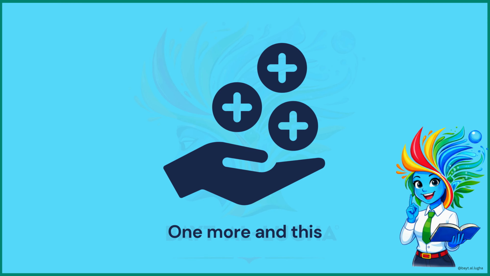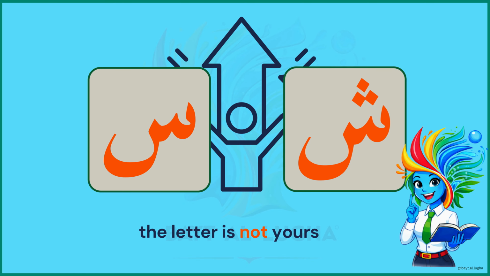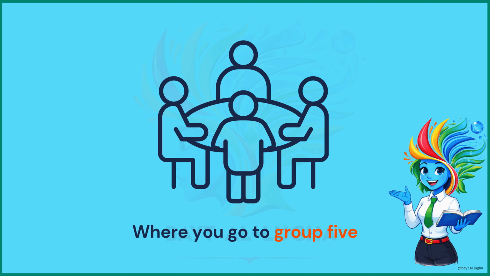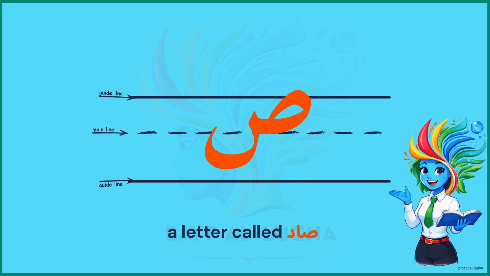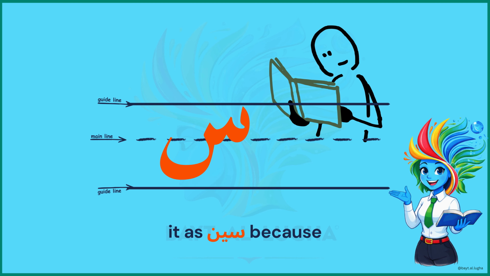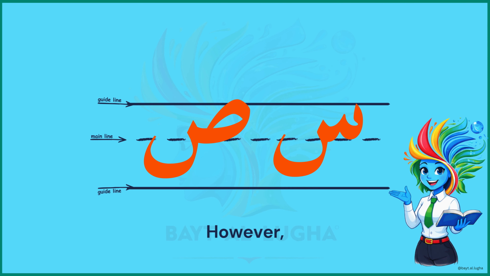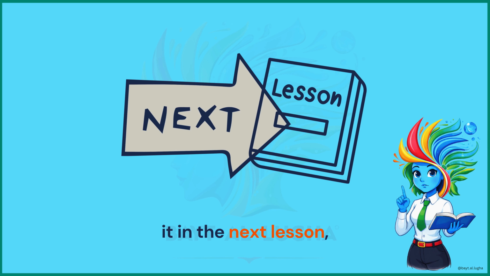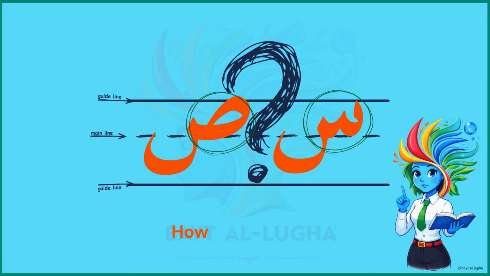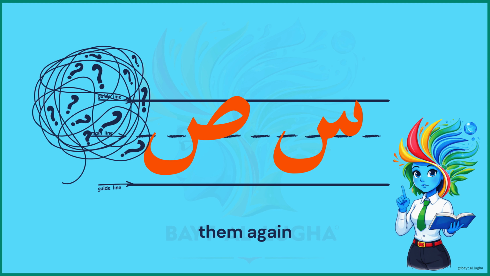One more, and this one is a warning rather than a lesson, because the letter is not yours yet. When you go to group 5, you will meet a letter called sad, and beginners routinely read it as sin, because both have a tail that dips below the line. However, sad has no teeth. It has a flat body and a loop. When you meet it in the next lesson, ask the same question. How many teeth? The answer will be 0 and you will not confuse them again.